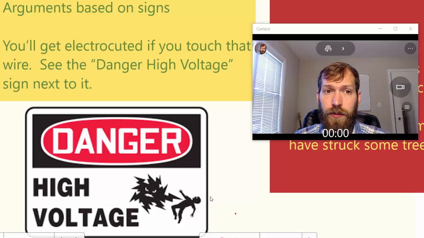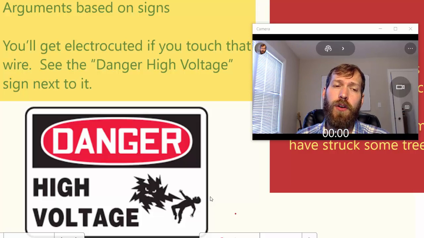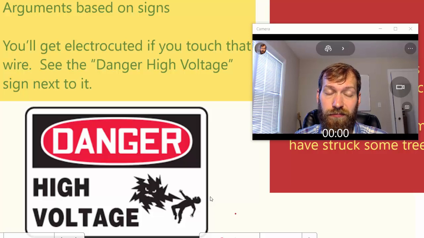Now, lots of students are inclined to mistake arguments based on signs as being deductive arguments, but they're not deductive. Notice that even if it's true that there's a danger high voltage sign next to a wire, that doesn't guarantee that it's a live wire. Why? Well, we can have that sign there when we have a blackout, and you go and touch that wire when there's a blackout and you don't get electrocuted.